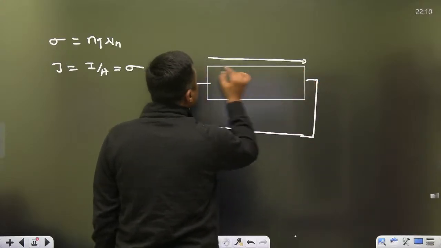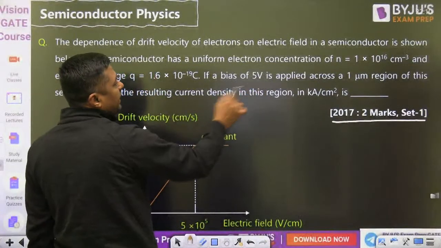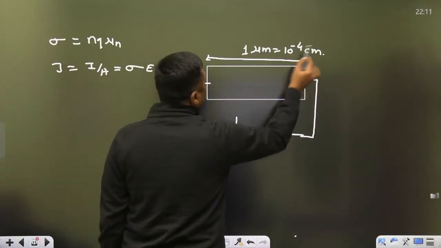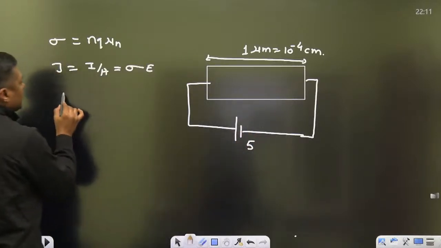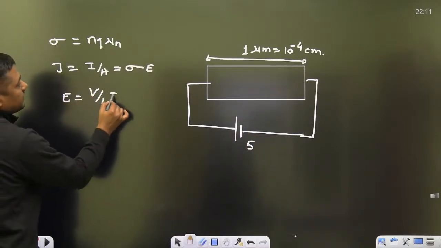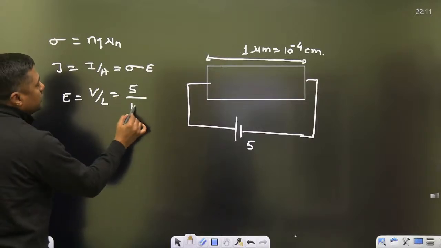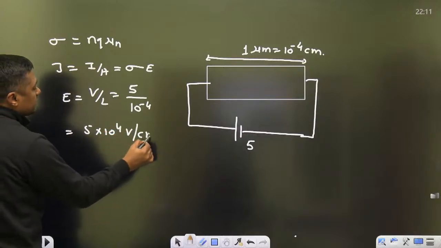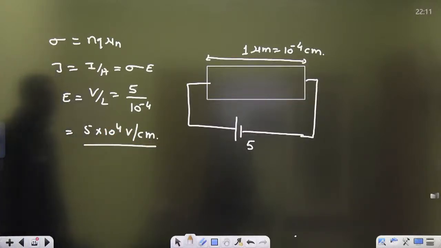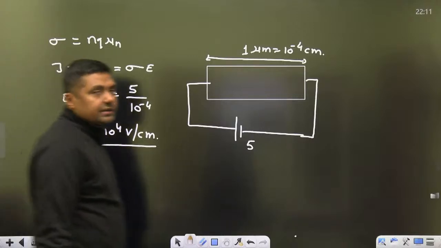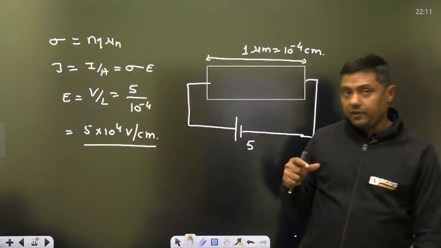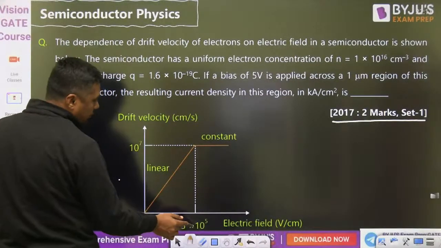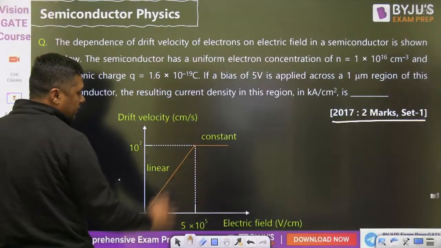What is the length of this bar? 5 volt is applied across 1 micrometer. 1 micrometer means 10 to the power minus 4 centimeter. 5 volt is applied, so what is the electric field here? Volt upon length, 5 volt upon 10 to the power minus 4. You will have 5 into 10 to the power 4 volt per centimeter. That is the electric field. Now, watch this diagram carefully. Here it is 5 into 10 to the power 5 volt per centimeter. It will increase linearly and then it will become constant.